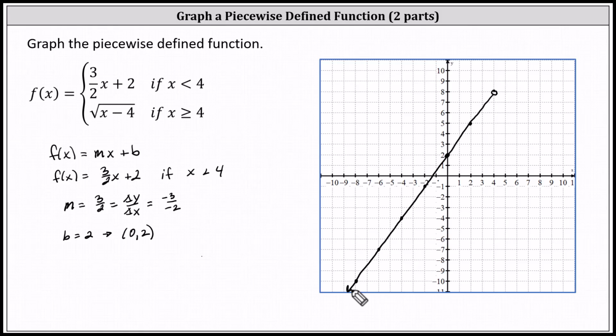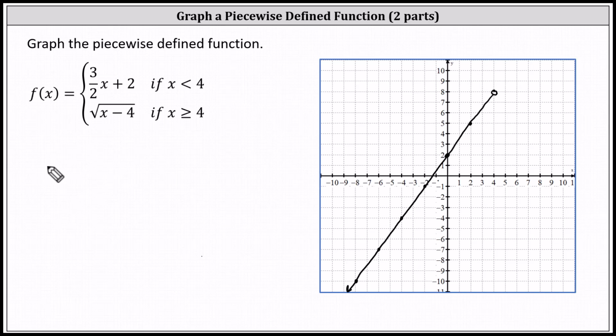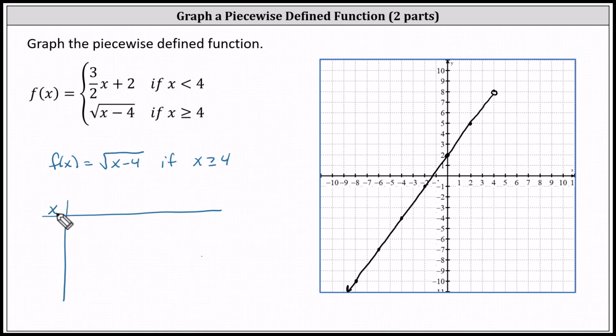And now we need to graph f of x equals the square root of the quantity x minus 4 when x is greater than or equal to 4. So let's clear this information. And let's graph the square root function by finding points on the graph using a table. So again, we want to graph f of x equals the square root of the quantity x minus 4 when x is greater than or equal to 4. So let's make a table of values. We'll select convenient x values, determine the corresponding function values, which will then give us points on the graph.